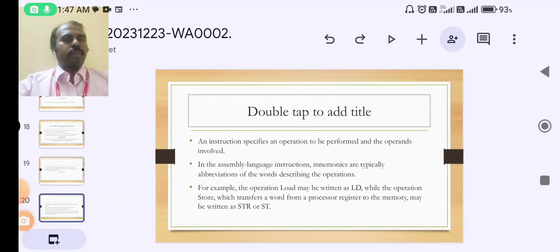An instruction specifies an operation to be performed and the operands involved. In the assembly language instruction, mnemonics are typically abbreviations of the words describing the operations. For example, load is LD and store is STR or ST.